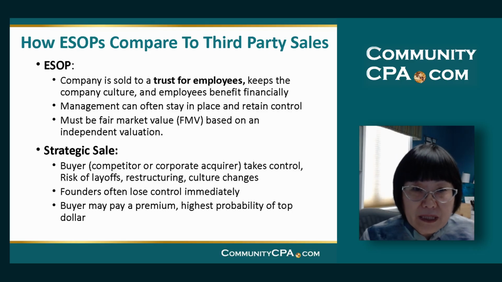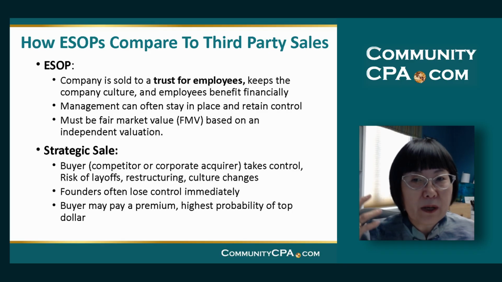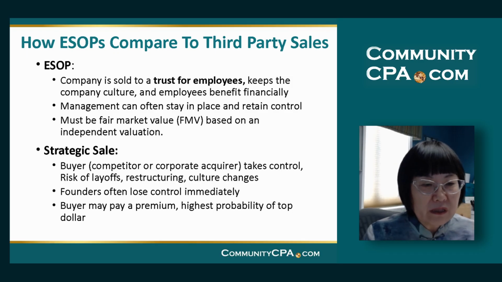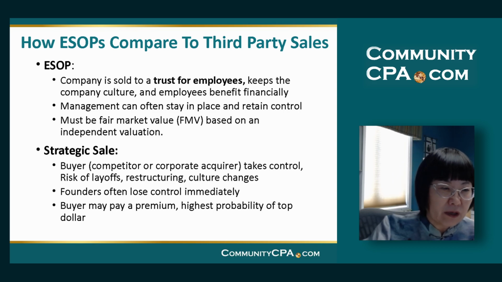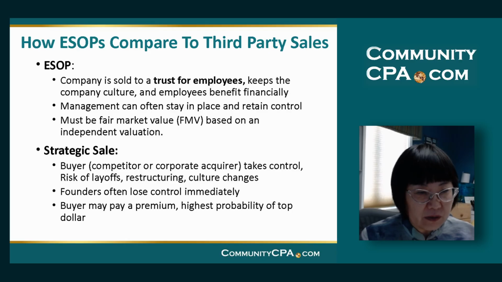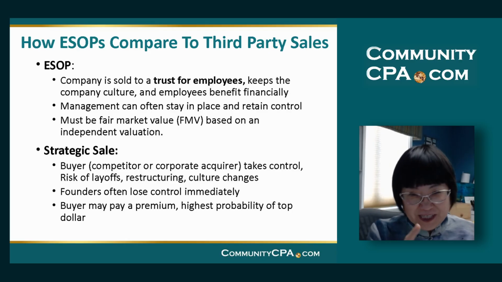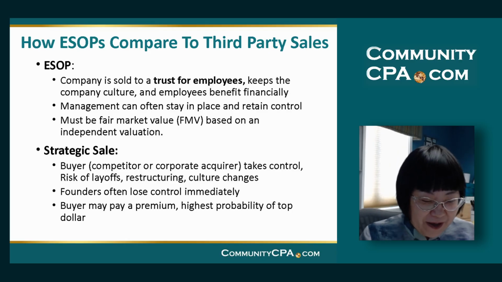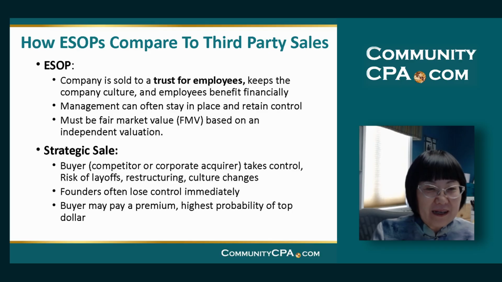They might try to keep the culture if it is in line with the new owner, right? Founders often lose control immediately when you do a third-party sale. You don't have any say anymore. You take your money, you walk. It's almost like abandoning your child and selling it to the orphanage. That's extreme. No parents will sell kids to an orphanage, but that's sort of like that.